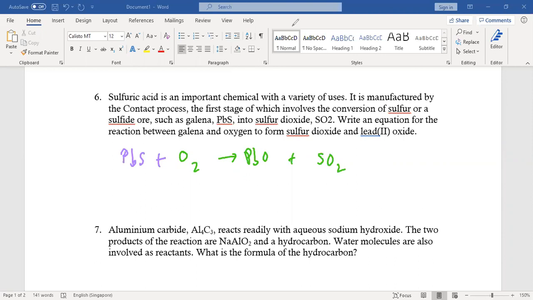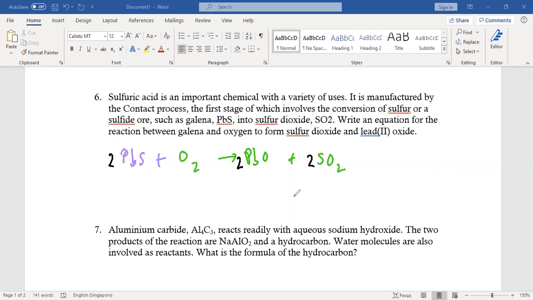So what we need to do is find something that's really different on both sides. You have 2 oxygen here. Here you have 1 plus 2, which is 3. So it's absolutely different. So what we can do is put a 2 here, and then also put a 2 here. So now you have 2 Pb, 2 Pb, 2 S, but this is actually 1 S.